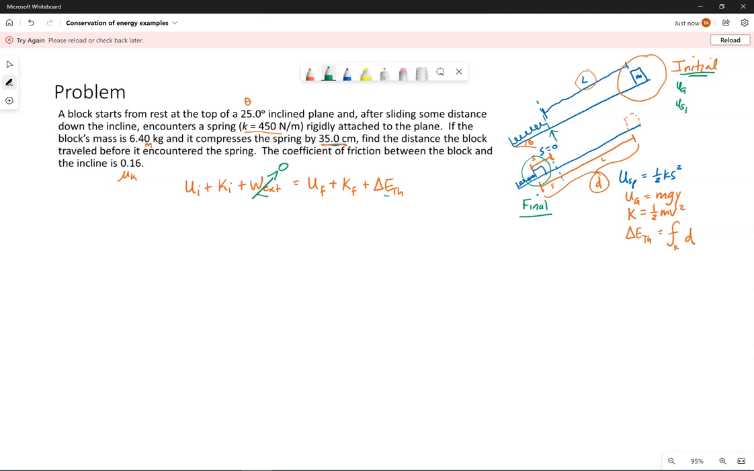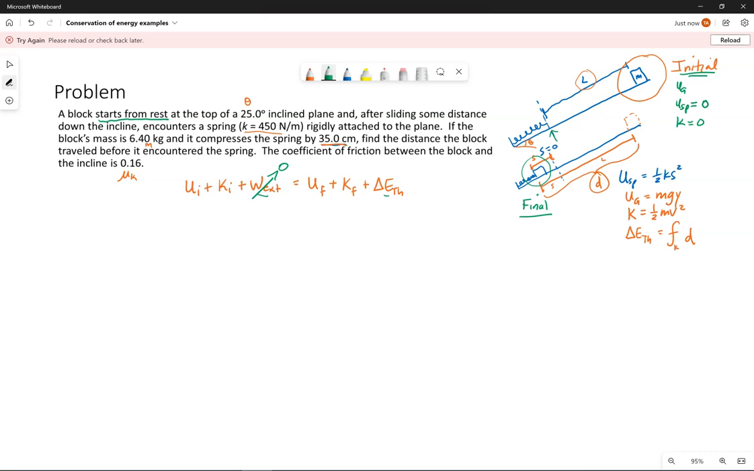We need to identify whether or not we have gravitational potential energy, spring potential energy, and kinetic energy at this initial moment in time. I hope it's obvious we don't have spring potential energy. The spring's not compressed yet. Nothing's stretching it out. It's not attached to the block. So there's no spring energy, or we call this elastic potential energy as well. There's no kinetic energy either, because the block, coming back to the problem, starts from rest.